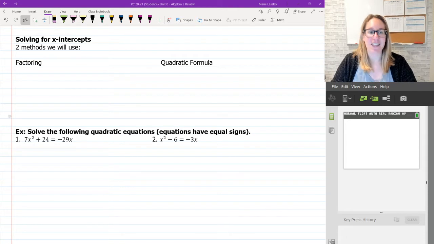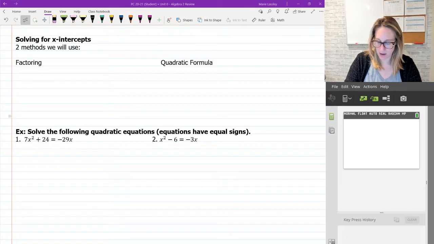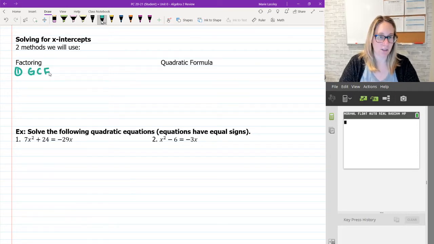All right, so like I said, we're gonna look at two different methods to use when trying to find the solutions or the x-intercepts of our quadratic function. The first one is factoring, and we talked about this in our last video. So there are several types of factoring that we're gonna be using in this class. One method is using a greatest common factor.